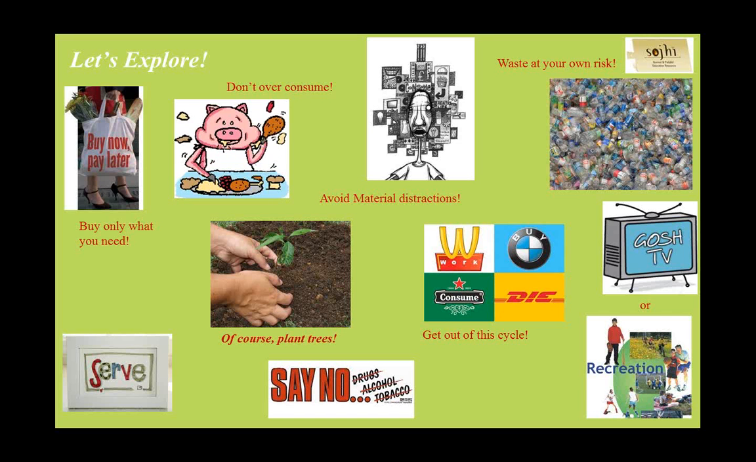Look at this one. Get out of this cycle. We all work so that we can buy things, and then we end up consuming these things, and then we just die. But instead of being stuck in this cycle, we need to be out there and take care of our planet. And how do we do that? We can do that by planting trees, enjoying nature, recycling, and mainly just reducing some of the things that we buy.